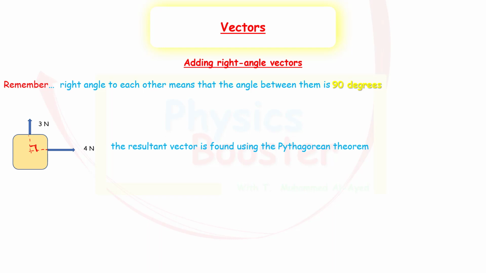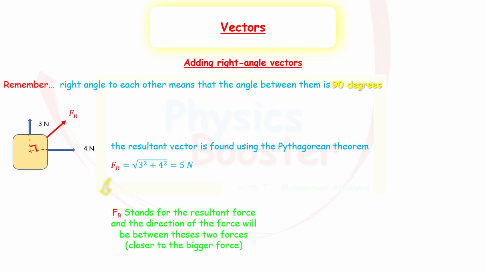The resultant vector is found by using the Pythagorean theorem. In other words, we will just say that FR is equal to the square root of 3 squared plus 4 squared, which is equal to 5 newtons. Now, what's with the FR term? The FR stands for resultant force. And the direction of the force will be between these forces. As you can see, it's common sense. The box will go somewhere between the 4 newtons and the 3 newtons, and it's going to be a little bit closer to the 4 newtons, okay?